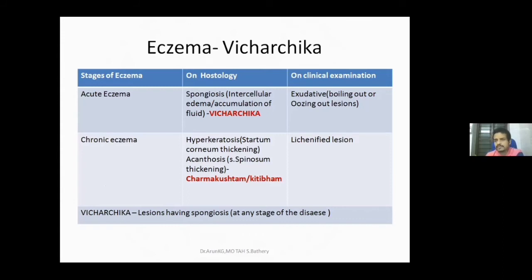So there will not be any exudation, but we should keep in mind that there is every chance of aggravation of pitta, so we should not give any Tikshna Avabana. As when we will be discussing lichen planus, there is no harm in doing Tikshna Avabana. But in these cases, since there will be some sort of spongiosis all the time, Vicharchika we can compare as lesions having spongiosis at any stage of the disease.